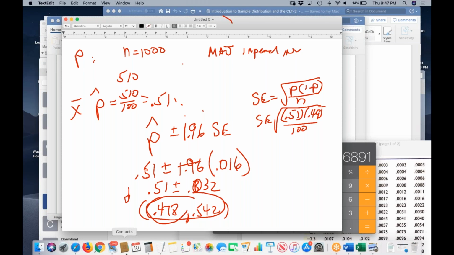Are you just adding and subtracting 0.032 from 0.51? Yes, exactly. That's just like we did before with a mean, adding and subtracting basically 2 times the standard deviation or standard error.